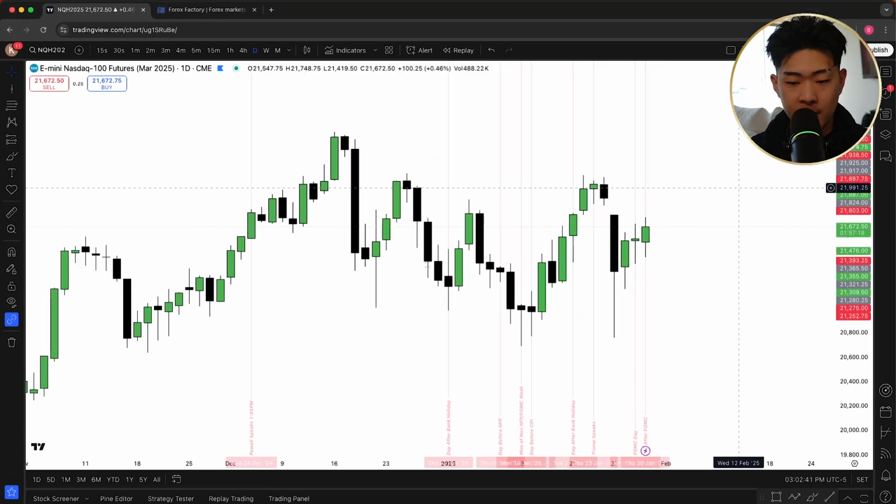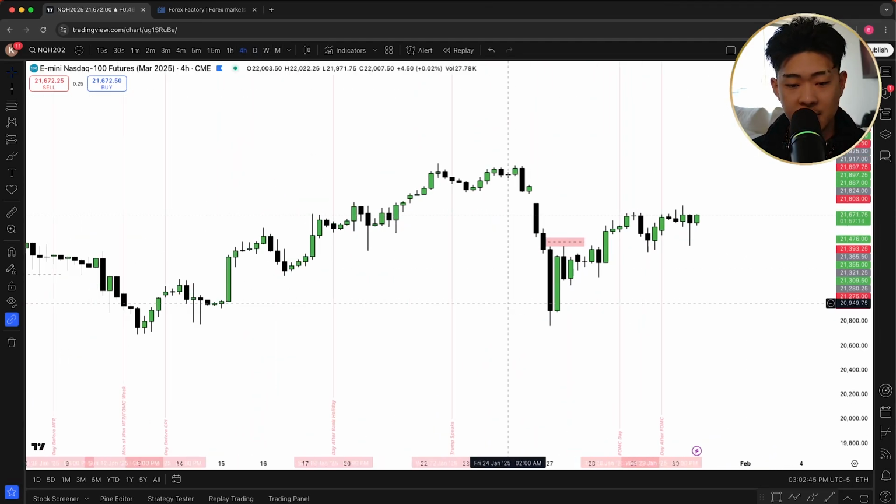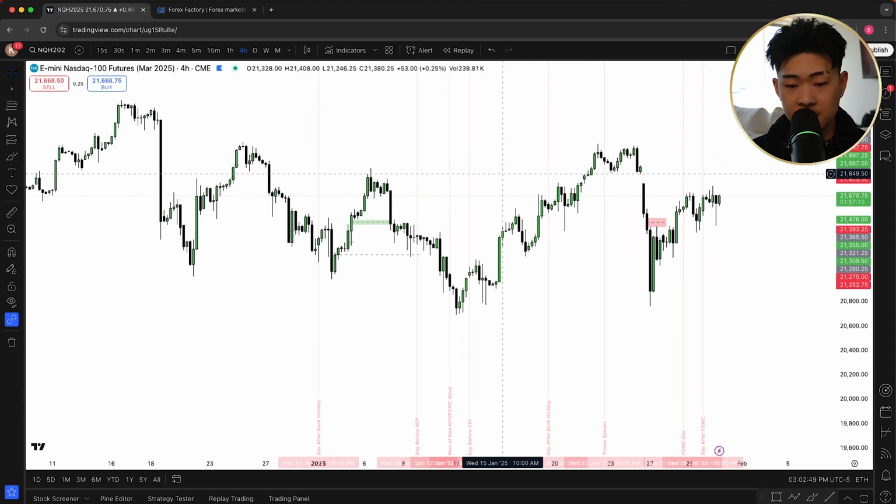So if you want to go ahead and mark these levels on your chart, you can, but I'm going to go ahead and drop down to some of the intraday time frames so you can just see how price reacted on some of these days.